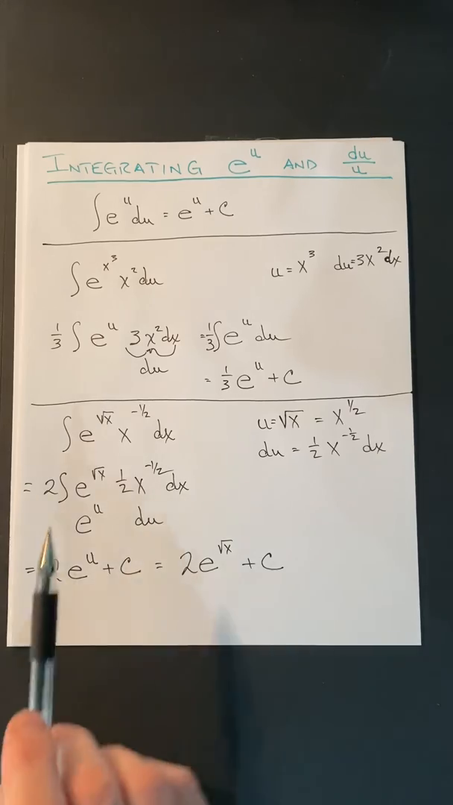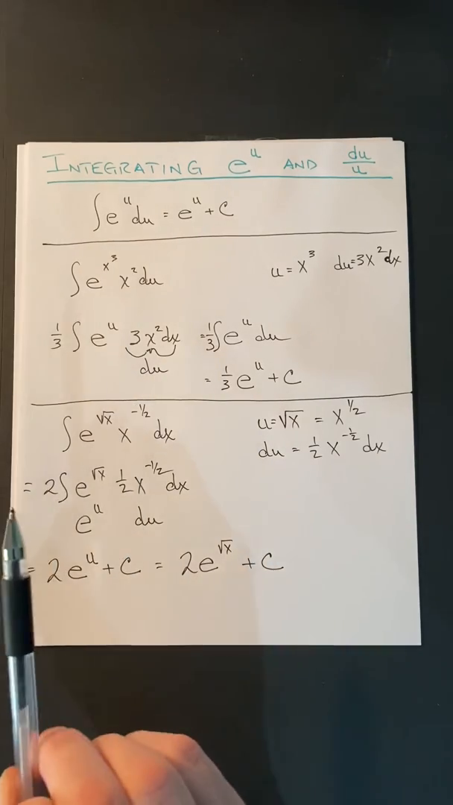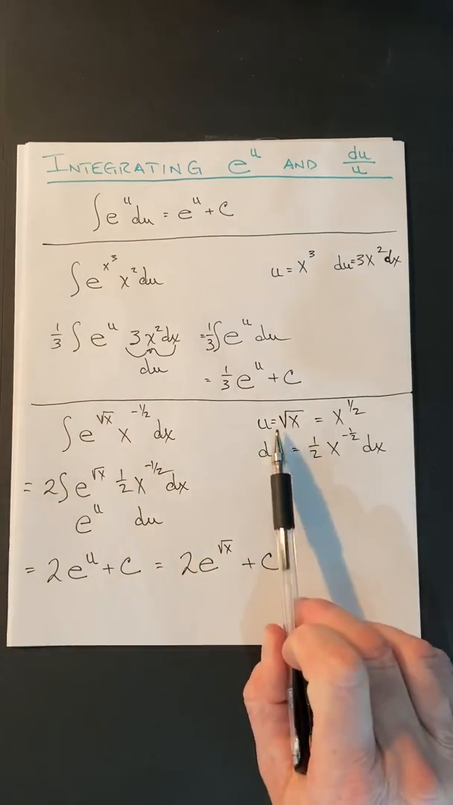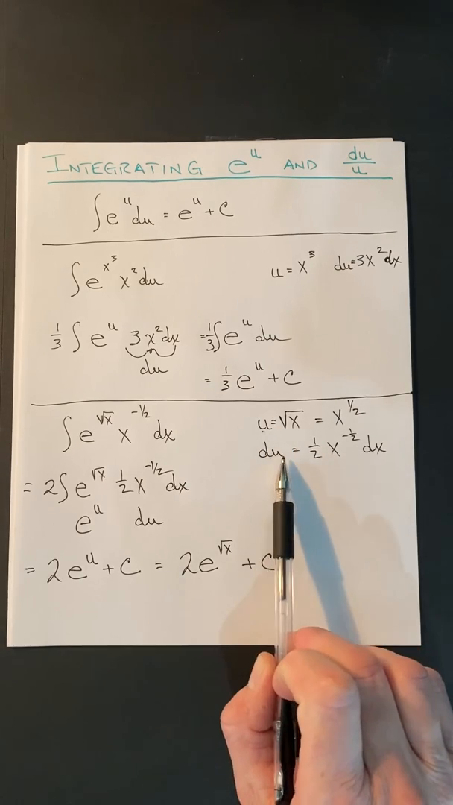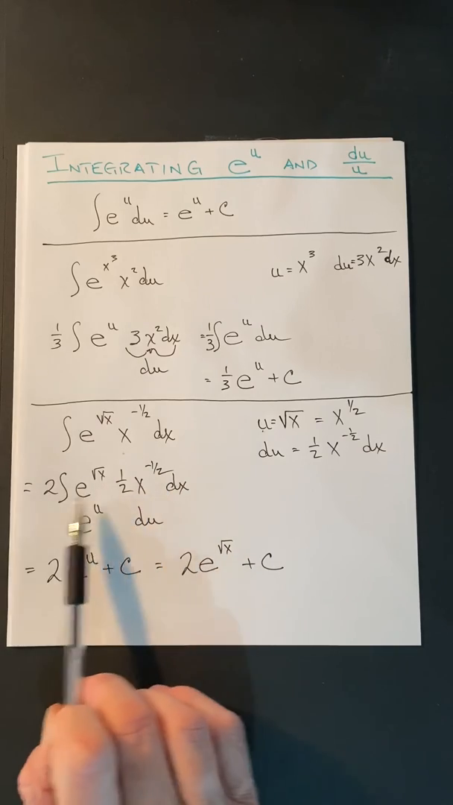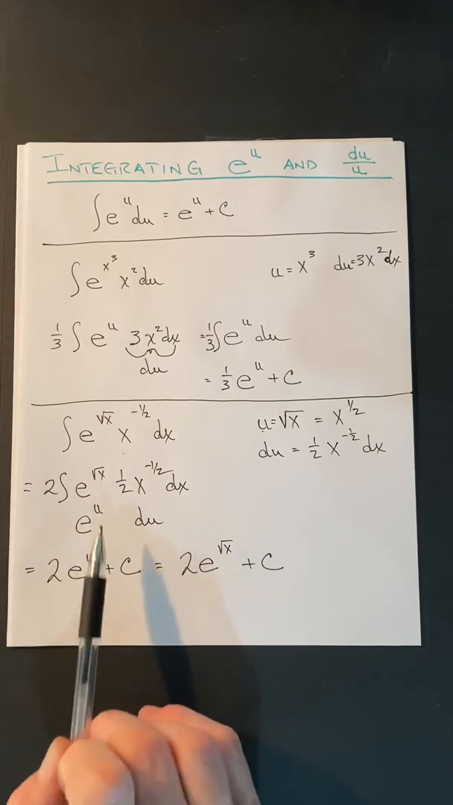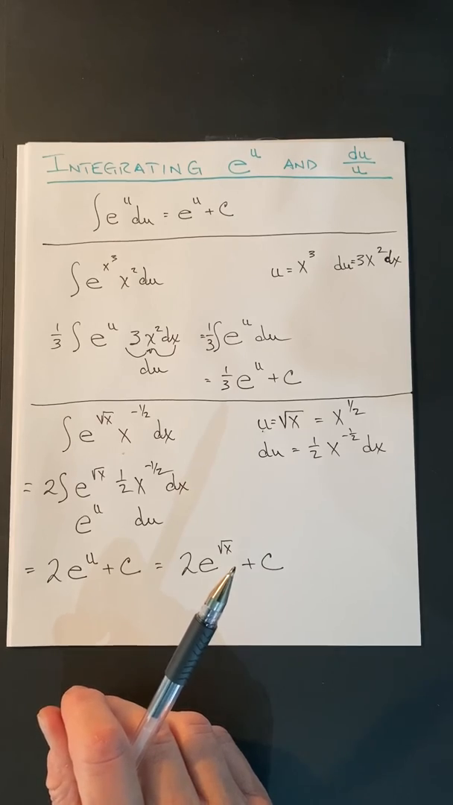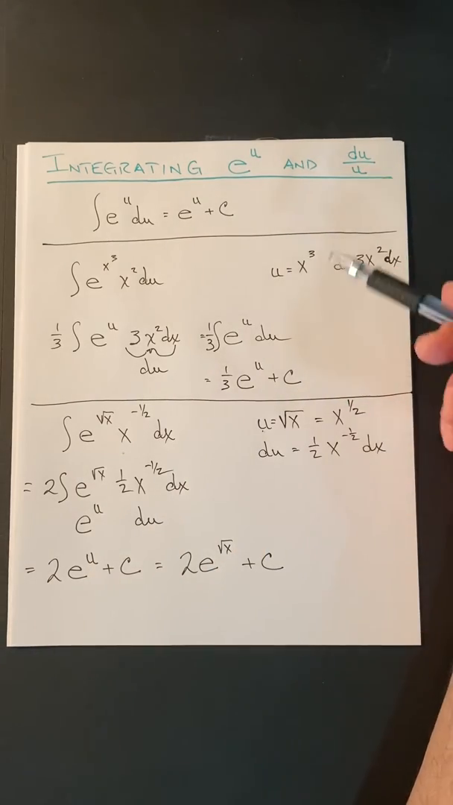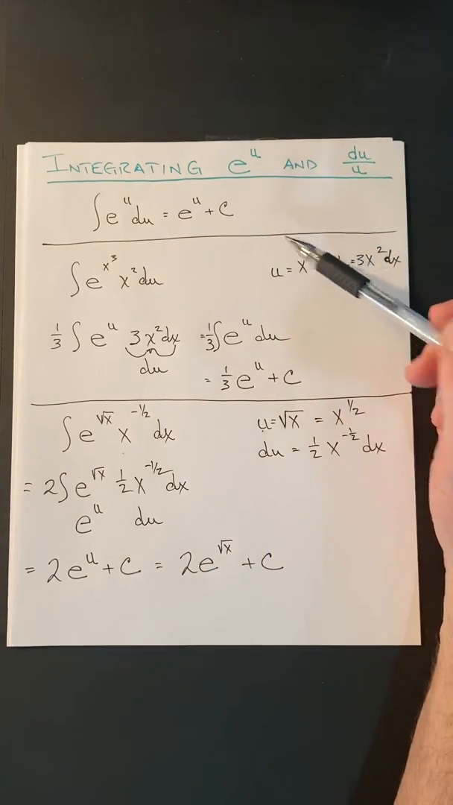So the process is really staying the same. We're defining what u and du are. If du doesn't match up, then I'm using the inside and outside method that we talked about in the previous lesson, okay? So that's how we go about integrating e to the u.